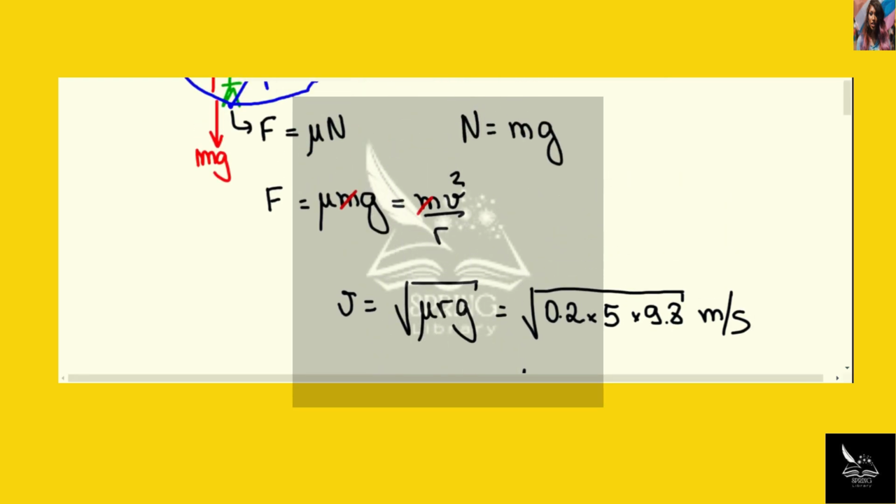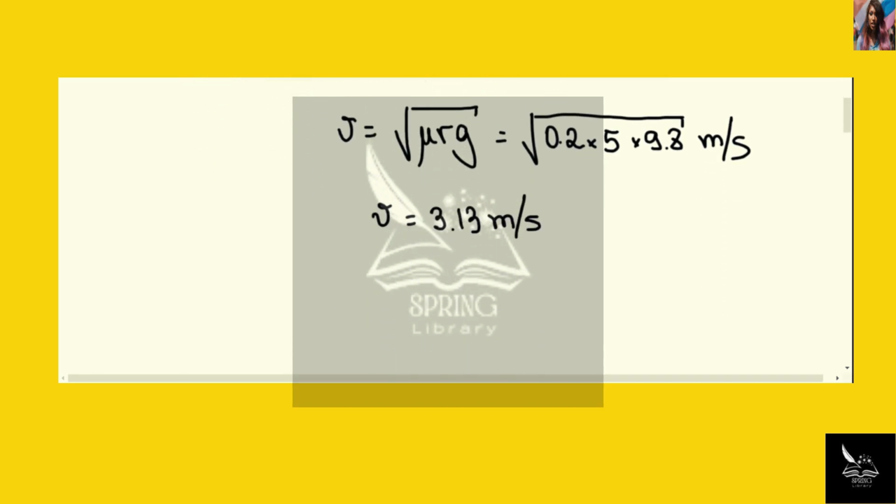Otherwise, the girl will start to slip, okay, because her speed, actually the speed of the wheel, is going to be greater than 3.13, and there will be no force that will be able to make her keep up with this speed, which concludes our exercise.